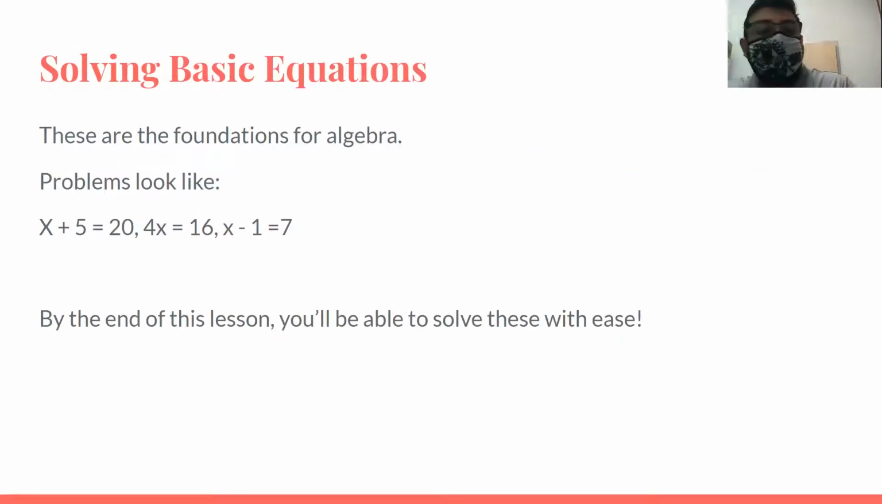All right, so on to the good stuff, the math. We're solving basic equations. These are the foundations for algebra. You have to know how to solve basic equations if you want to have any shot at passing this test. High set math, the foundations are that you need to know how to solve for x. So problems look like x plus 5 equals 20, 4x equals 16, x minus 1 equals 7. By the end of the lesson, you'll be able to solve these with ease. And the main way that you'll be able to know this is because there'll be an activity at the end for lesson credit.